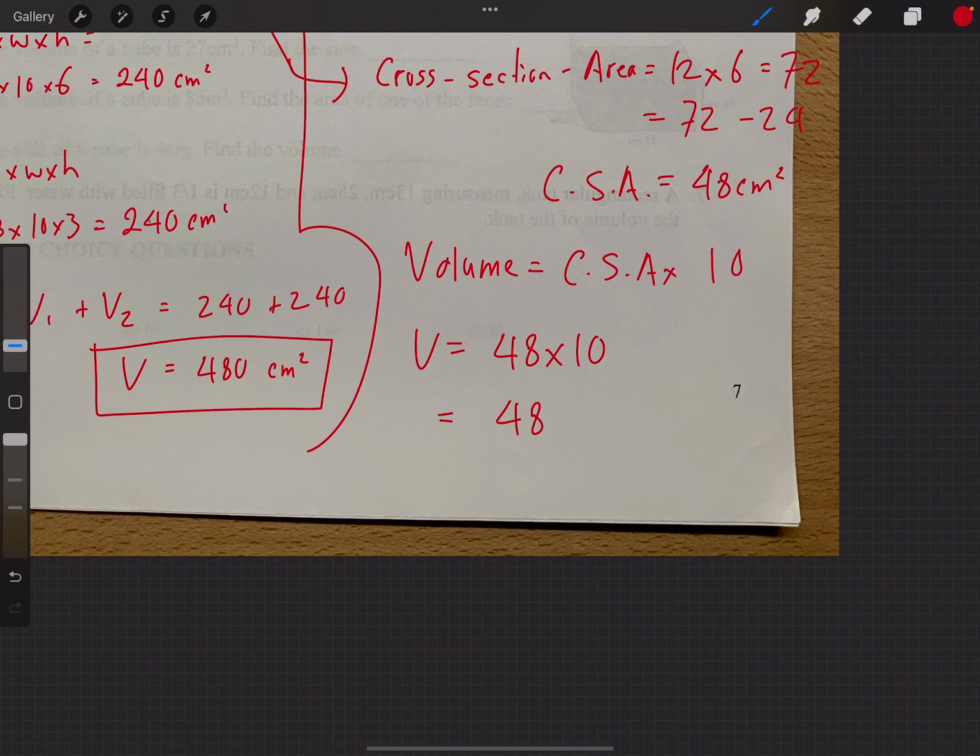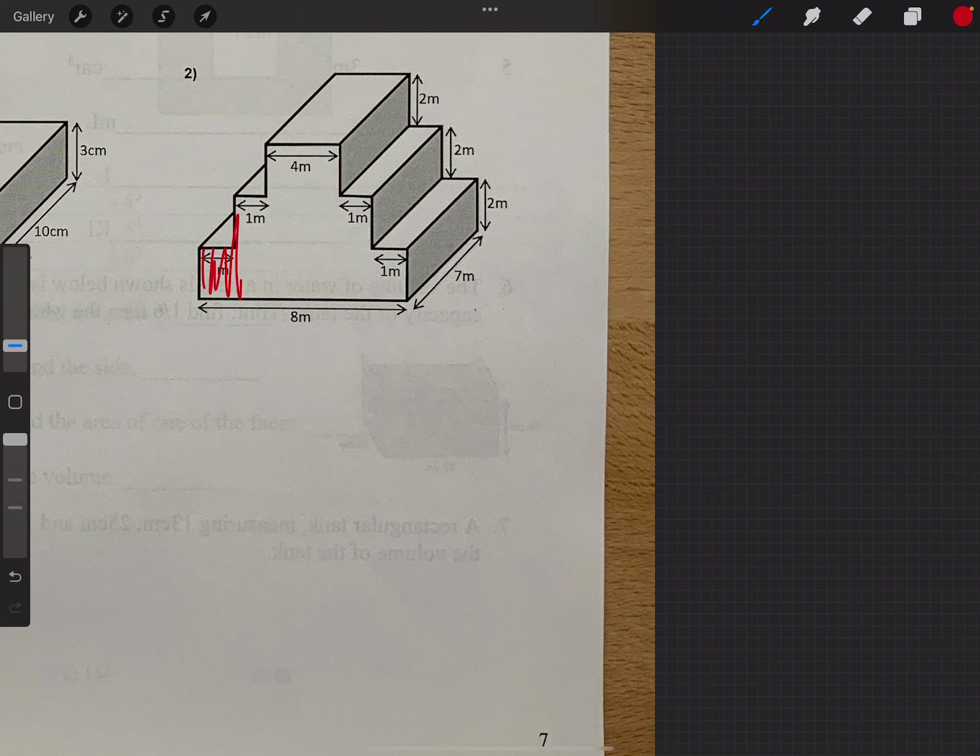Let's try that again. Okay. Now let's try the cross-section area method for this one here. What I'm going to do is find the area of this piece here. This is the cross-section. And then we're going to multiply it by 7.